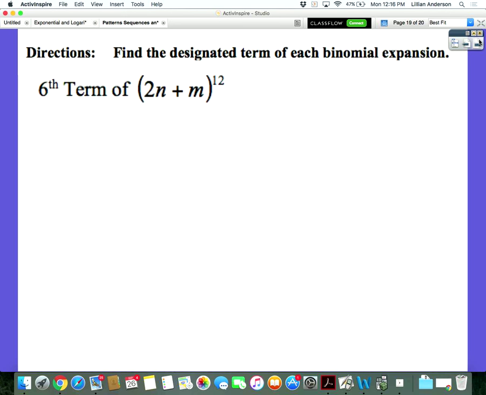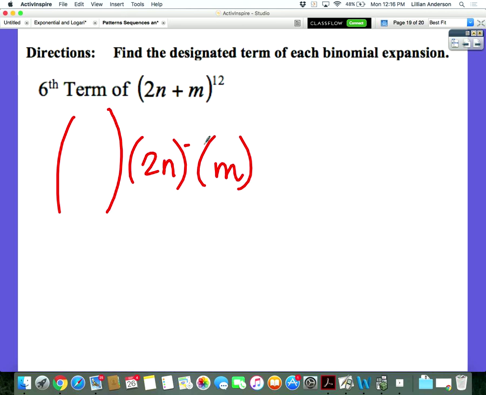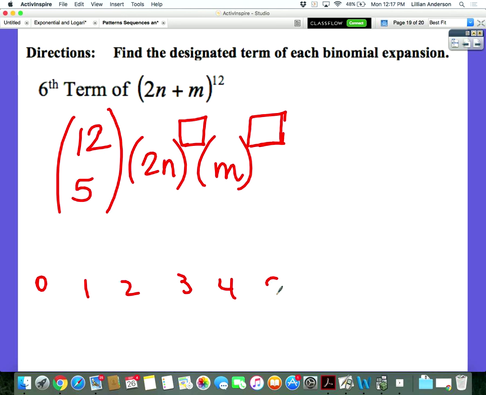But if I'm looking for the 6th term in this order, it's going to be a lot easier to use the binomial theorem notation. Remember, you have your first variable, your second variable. They're going to be raised to some exponent. And I need to fill out this part as well. What number goes at the top? 12. And if I'm looking for the 6th term, it's 5, because remember, we start at 0, 1, 2, 3, 4, 5. So this is actually the 6th term.